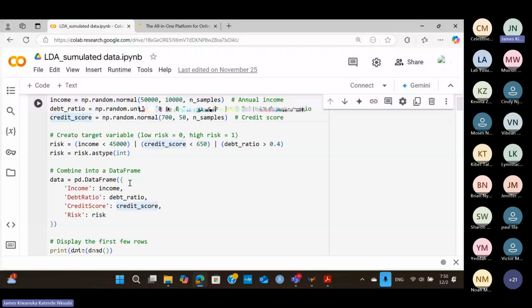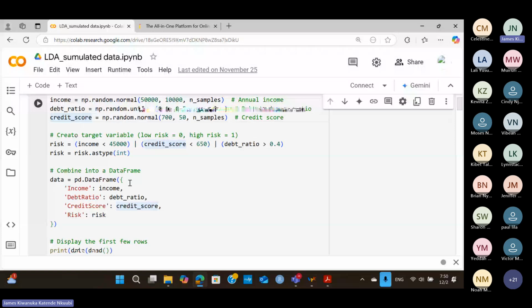So this is our data frame. We have the income, we have the debt ratio, we have a credit score, and this is the variable showing whether it's risky to lend to them or not. High risk or low risk. So high risk is one, low risk is zero. The plan is to predict whether a customer will be high risk or low risk.